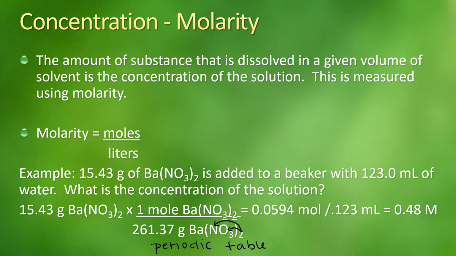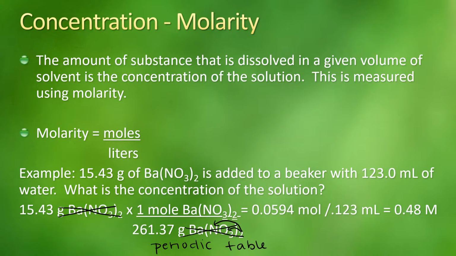261.37 grams of barium nitrate per mole. You'll note we put 1 mole on top, so that the grams of barium nitrate would cancel out. In doing so, if we multiply across the top and then divide by the bottom, we find that we have 0.0594 moles of barium nitrate.